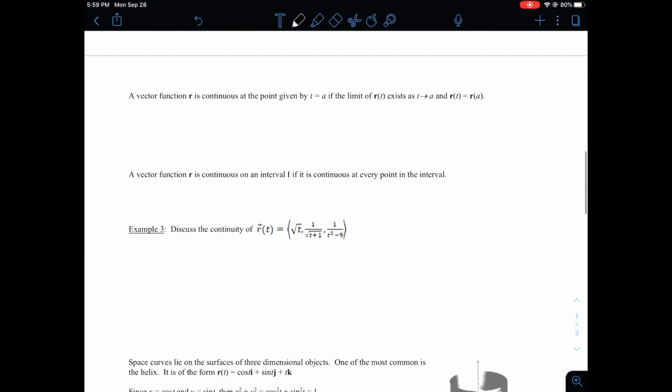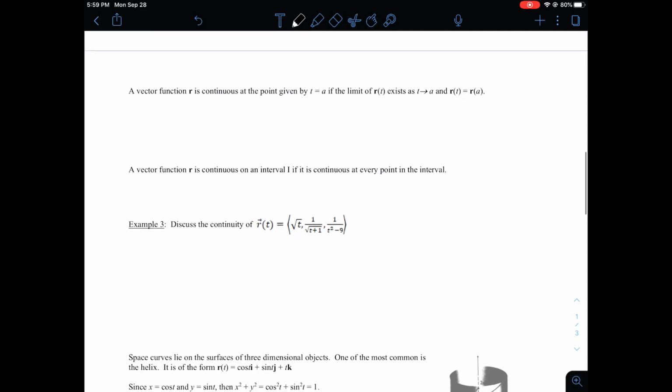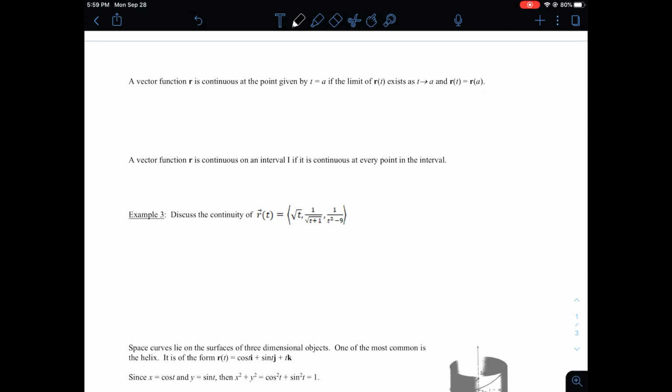But I do want to talk about continuity. A vector function is continuous at a certain point if the limit exists and the function value exists. That should sound very familiar because this is our 1, 2, 3 definition of continuity. Okay, 1, does the value of the function exist at a? Let me not write equals. Let me write exists. You should be specific. You should write what it equals.